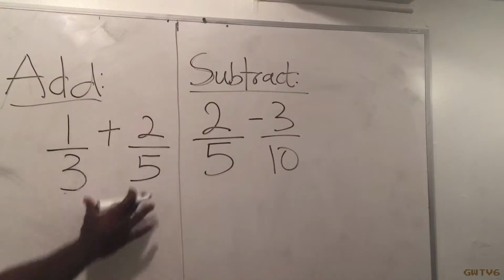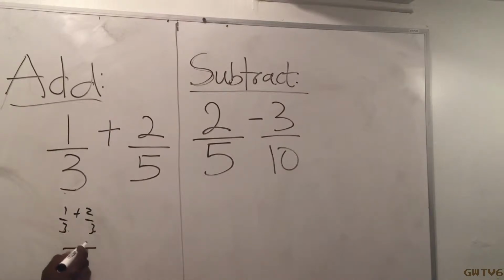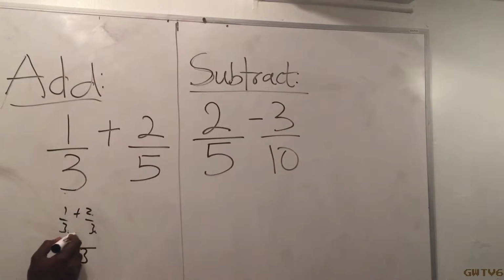Like, let's say that right there was a 1/3 plus a 2/3, right? The bottom numbers are the same. So all you do is you copy one of them and then you combine the top. 1 plus 2, and that is 3. So that is really easy, right?